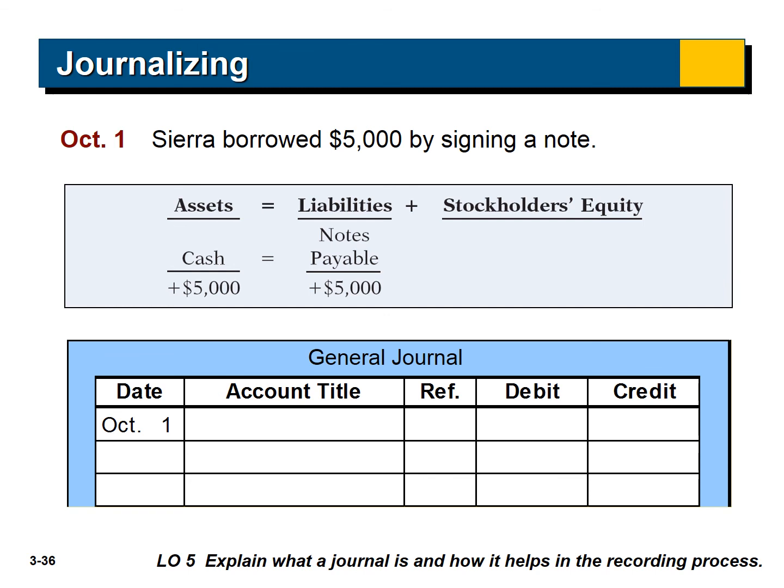Transaction number 2 is when they borrowed $5,000 by signing a note. And remember, we saw this earlier. Cash went up, notes payable went up. Cash is what? Cash is an asset. How do we increase assets? By debits. And how do we increase liabilities? With a credit. So we have cash increased, or left side, debit side, 5,000. Notes payable increase, which is right side. And notice that the debits equal credits. For every transaction, debits have to equal credits.